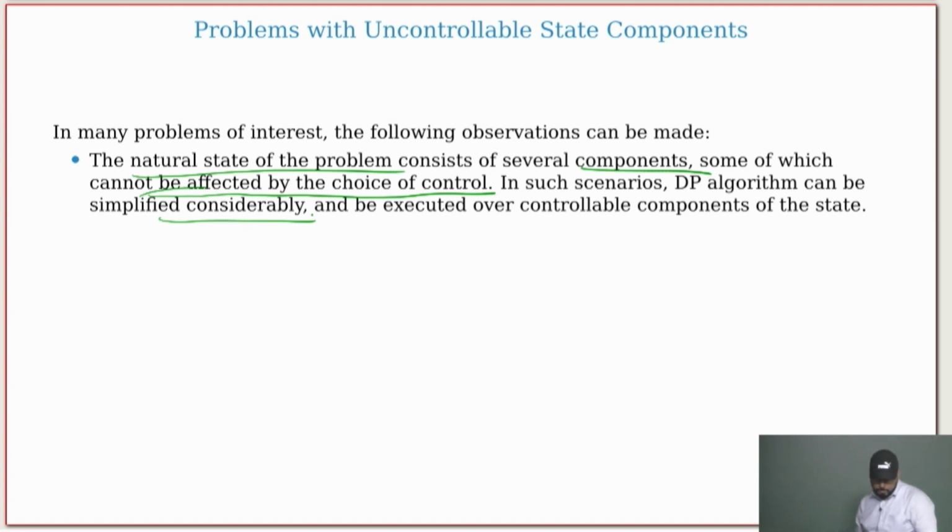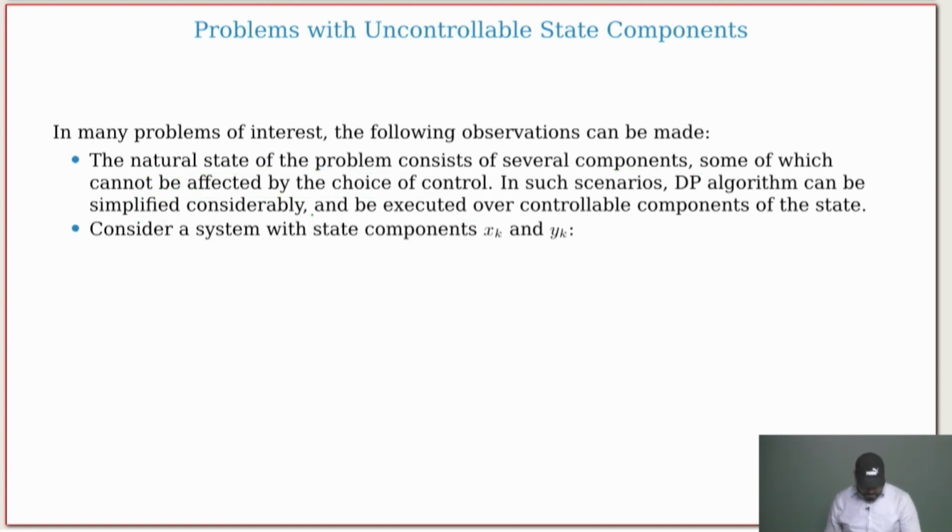So there will be some components of the problem that are not in our hand. Basically, no matter which choice of control I take, those components cannot be controlled. I cannot do much about those because the only thing I can do is choose a set of controls. And if there is something uncontrollable, then we cannot really. So we can only look at the controllable components of the state.